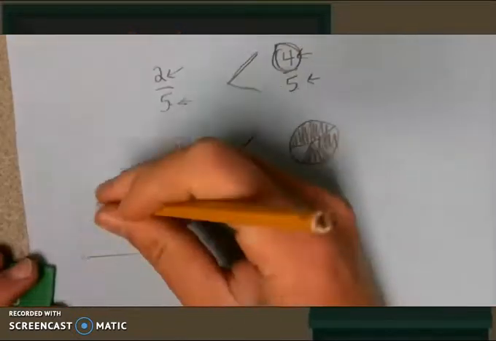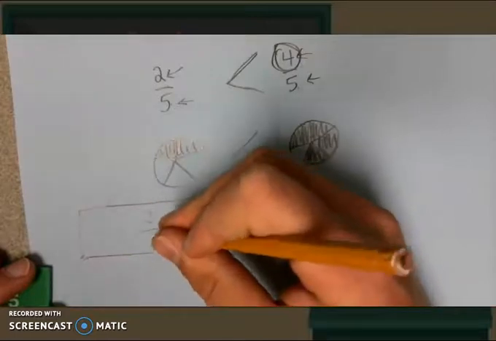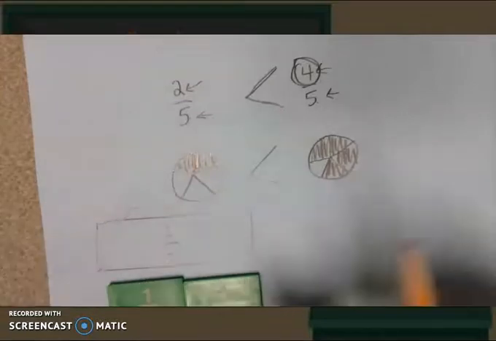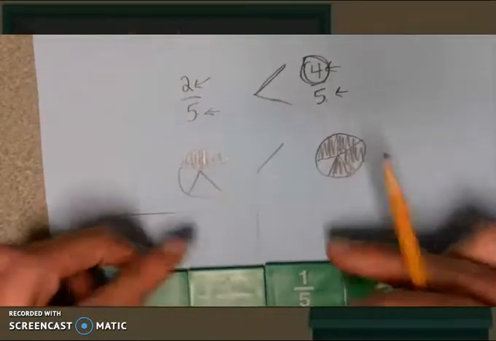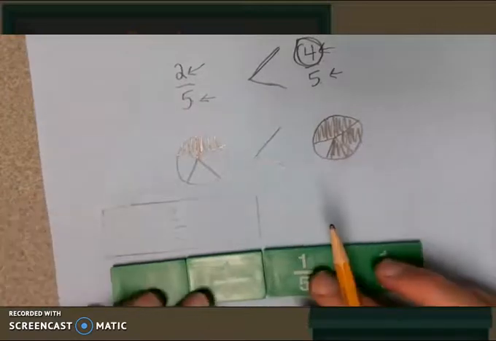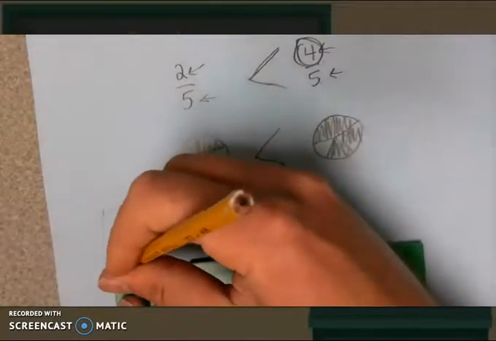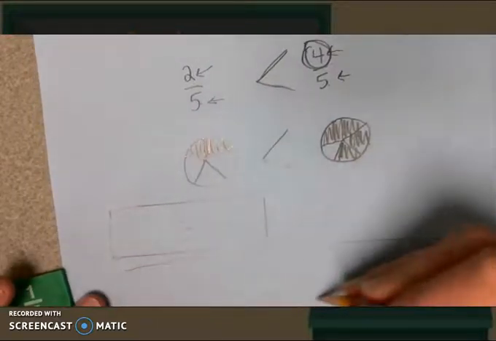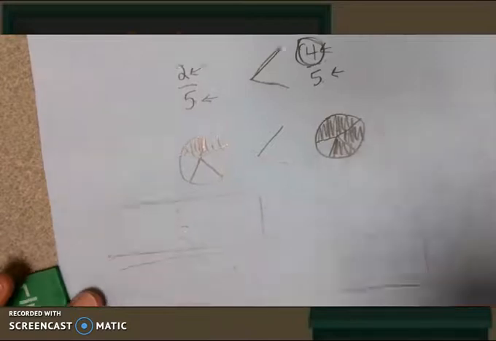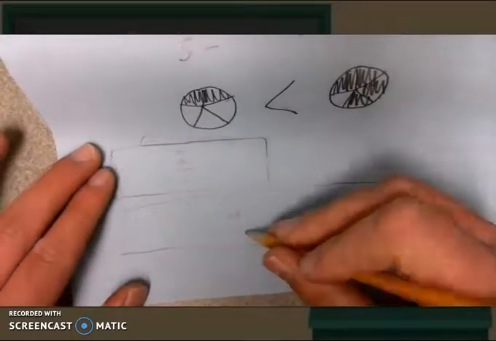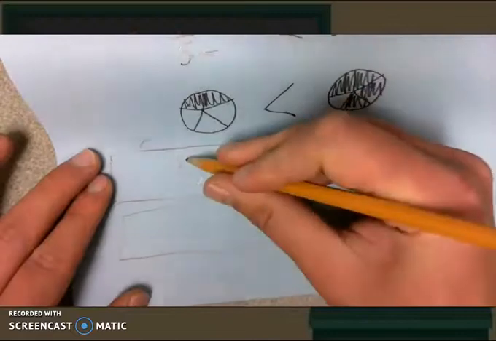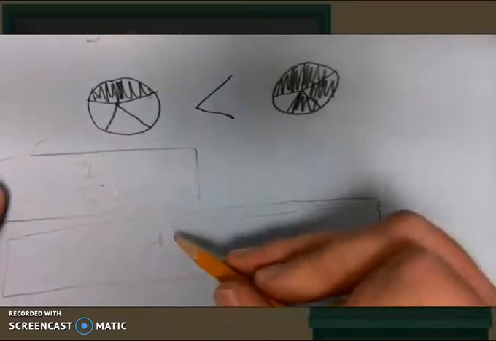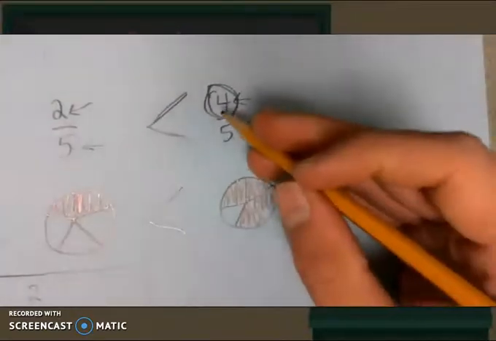That's 2/5, or 4/5. Which block's bigger? I'll even draw around here so you can see. Obviously the 4/5 is bigger. The denominator is the same, 5, and because the denominator is the same, we just have to see which numerator is bigger. 4/5 is larger, and so that's why it's bigger.